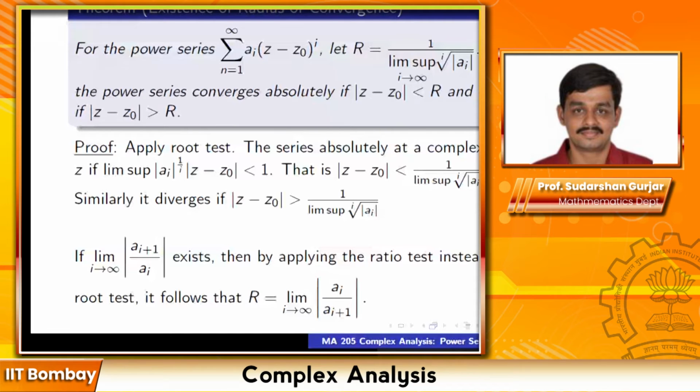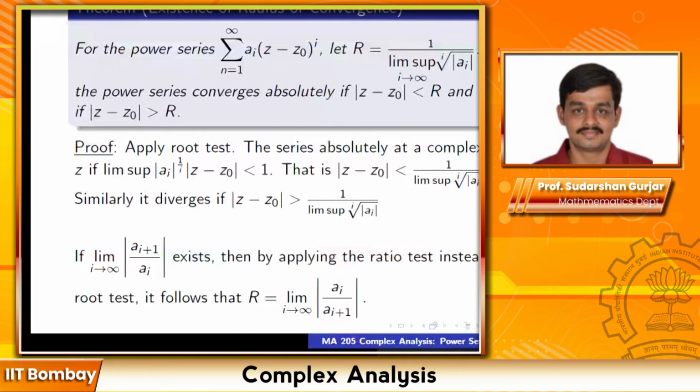Sir, shouldn't R be equal, in the second case, to 1 by lim sup as i tends to infinity of mod of a_{i+1} by a_i? See, I'm assuming that my limit exists. Once the limit exists, the limit is the same as the lim sup. But for the ratio test, if the limit does not exist but the lim sup exists and is less than 1, then also the series is convergent, but we cannot define the R this way then.